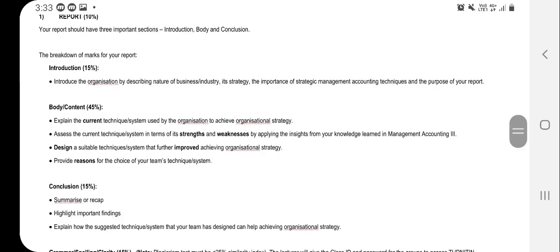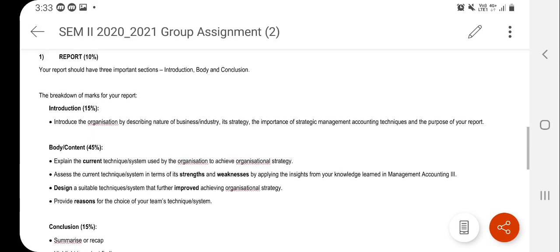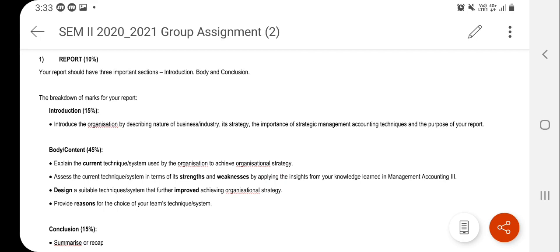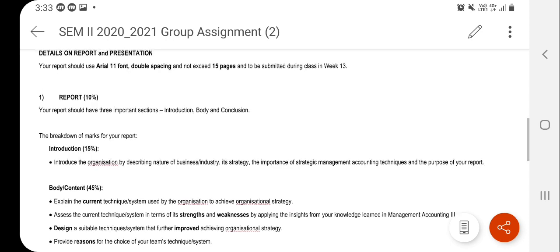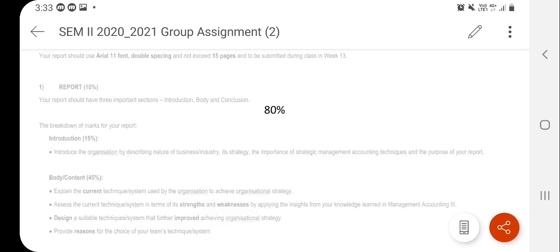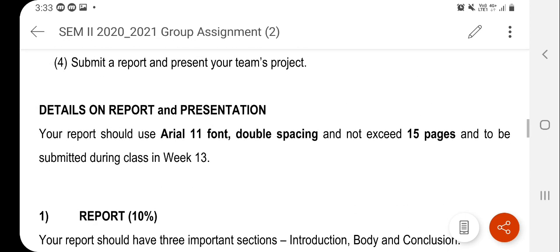Remember, you have to do the interview. Okay, you have to design the questions that you want to ask during the interview, so that you can get all the things that you need when you write the report for the assignment. Okay, let's see here. So the report is 10% marks.